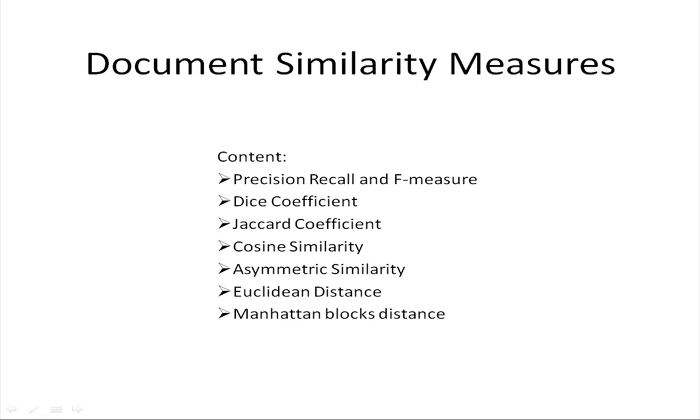In this lecture, we will go through different document similarity measures like precision, recall and F measure, dice coefficient, Jaccard coefficient, cosine similarity, asymmetric similarity, Euclidean distance, and Manhattan block distance. These are the general matching based similarity. This is also matching based similarity but of different nature, and these are the distance based similarity measures.